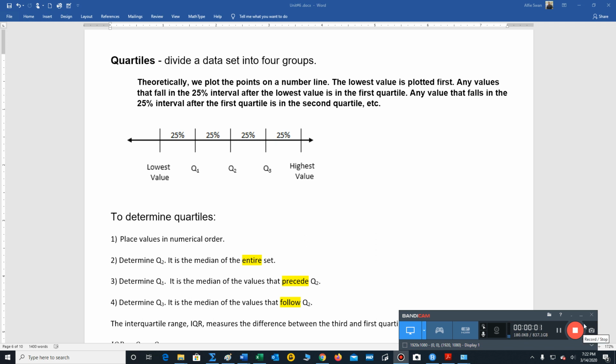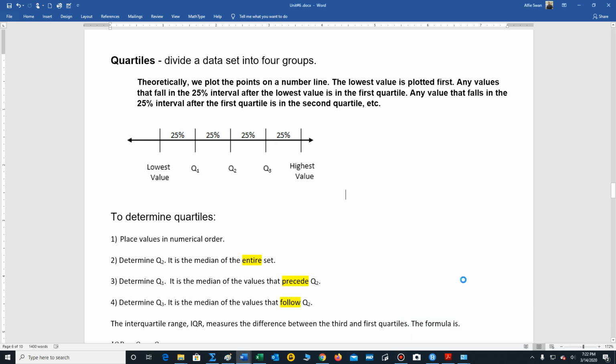Hello. We're now going to talk about quartiles. So this is the last topic in section 3.3. Quartiles divide a data set into four groups.